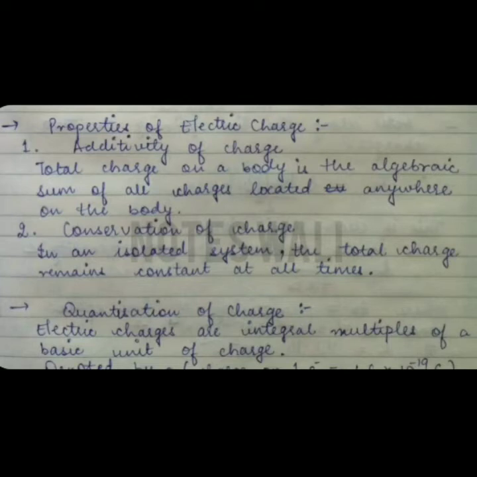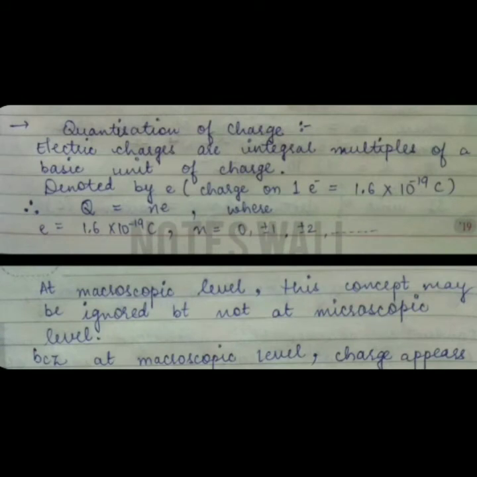Second is conservation of charge, and it states that in an isolated system the total charge remains constant at all times, or it can be stated in another way, that charge can neither be created nor be destroyed. Third one is quantization of charge. We have already studied in 10th and also in chemistry chapter 2 of class 11 that matter is not continuous and is quantized. Quantized means it is available in the form of small packets.